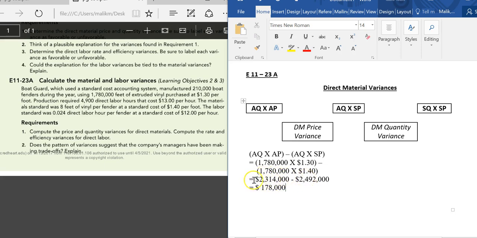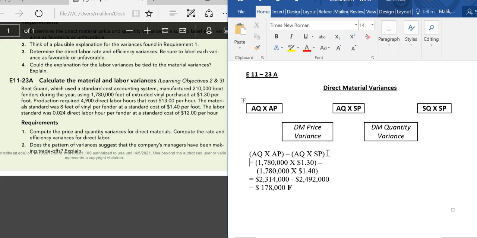So if you compare here, you see the actual part is lower than the standard box, so we will call it a favorable variance and I will write down an F next to it. And this is how you can calculate your direct material price variance. Now we're gonna calculate direct material quantity variance.